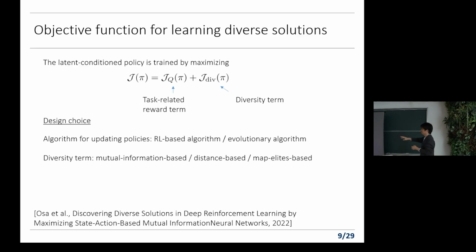I see. So this kind of evolutionary approach measures the distance between the two policies and then maximizes the diversity. Okay, I see. Because in that case, I can have many policies and I can ensemble them. And in your case, you can also try to use different latent variables and ensemble them.